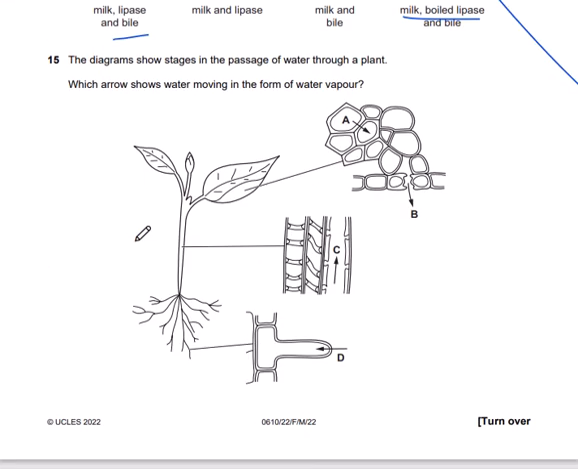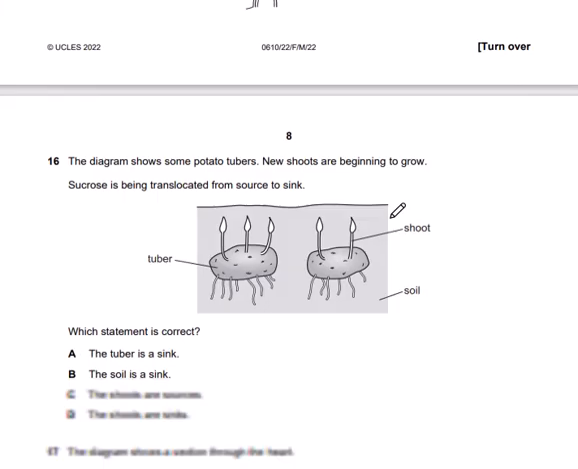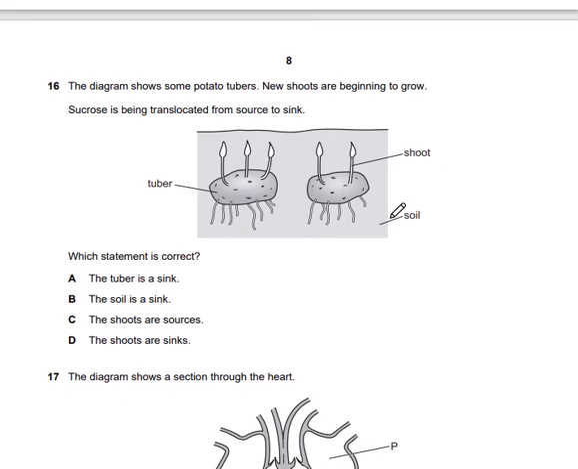The diagram shows stages in the passage of water through a plant. Which arrow shows the water movement in the form of water vapor? It moves out of the stomata. So that's basically the movement of food. Whenever the plant is not photosynthesizing, always consider that the roots or the tuber is actually the source. So that makes the leaves or the shoots the sink, right? So the answer is D.